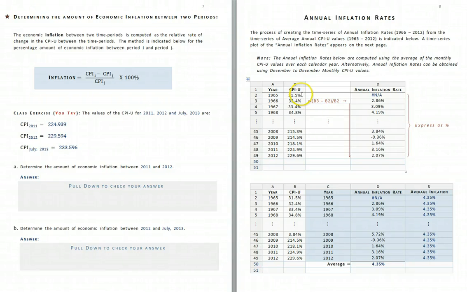We have identified the relative rate of change in the CPI-U from 1965 through 1966. The 2.86% quantity, we have identified that with year 1966. We've identified the relative rate of change in the CPI-U from 1966 to 1967. That is the annual inflation rate with 1967, and so forth.